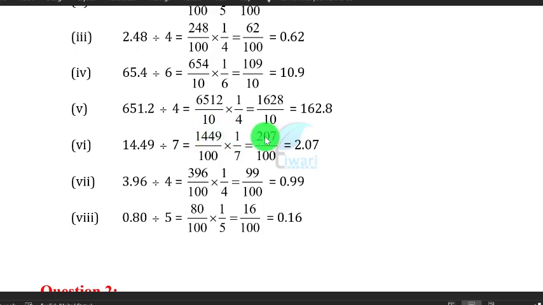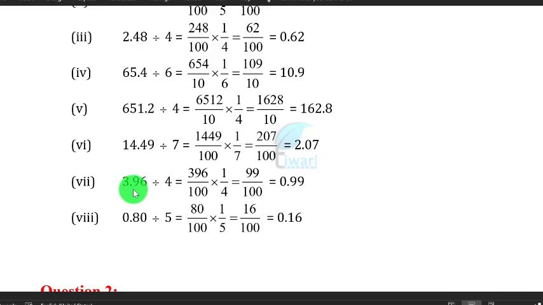So we got in numerator place 207 here. 207 into 1 is 207. Here we cancel 7 ones are 7, so here only 1 remains in the denominator place. 100 into 1 is 100. So the decimal form of this 207 by 100 is 2.07. Next we move to question number 7 here.